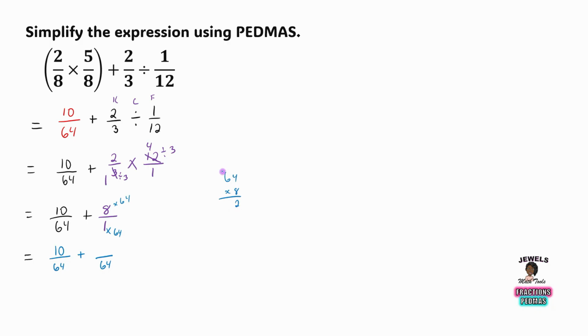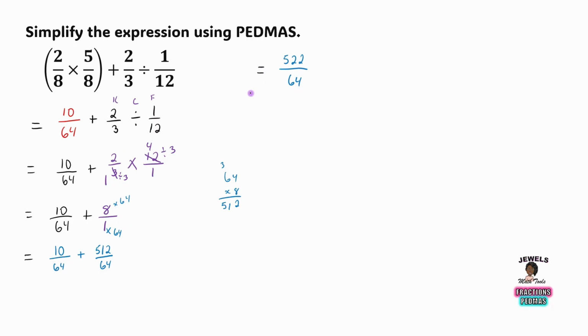8 fours are 32. We put our 2, carry the 3. 8 sixes are 48. 48 plus 3 will equal 51. And of course, we're now going to add our fraction. So 10 plus 512 will equal 522. And our 64 will remain in our denominator.